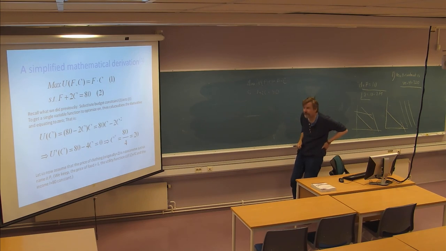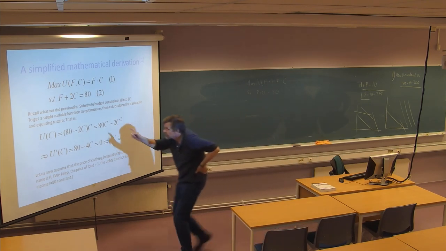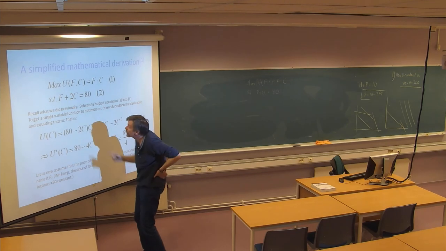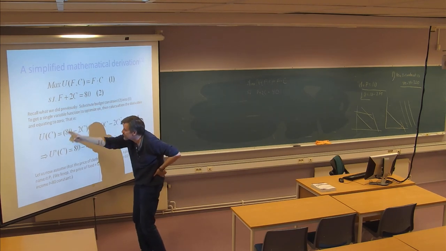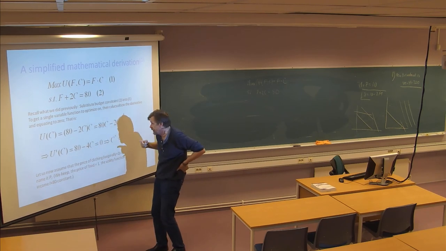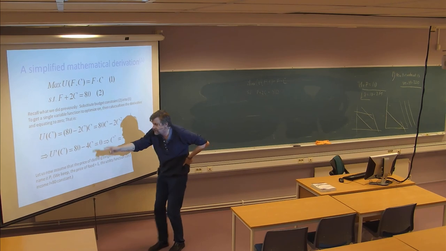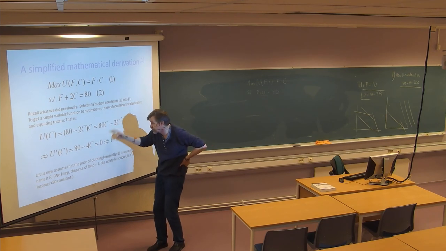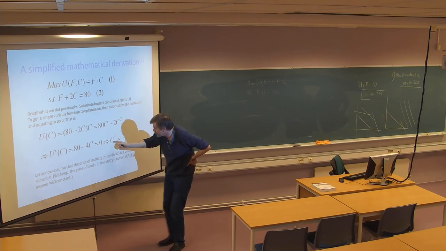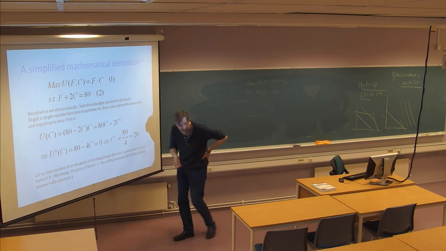As you can see here, that's done straightforwardly. We substitute our f with 80 minus 2c, that part multiplied by c, that produces 80c minus 2c squared. We take the derivative, which is 80 minus 4c, equate it to 0, and solve for c star equals 80 over 4, or 20. We did that previously, didn't we?